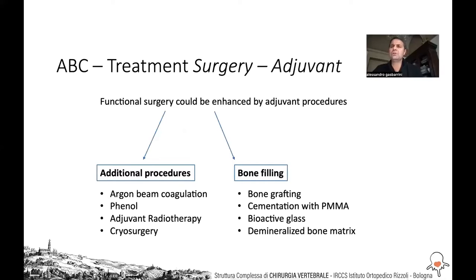When curettage of the lesion is performed, additional procedures could be associated, such as argon beam coagulation, phenol injection, adjuvant radiotherapy, and cryosurgery. Also, the bone could be filled with bone grafting, augmentation with polymethyl methacrylate, bioactive glass, and demineralized bone matrix.